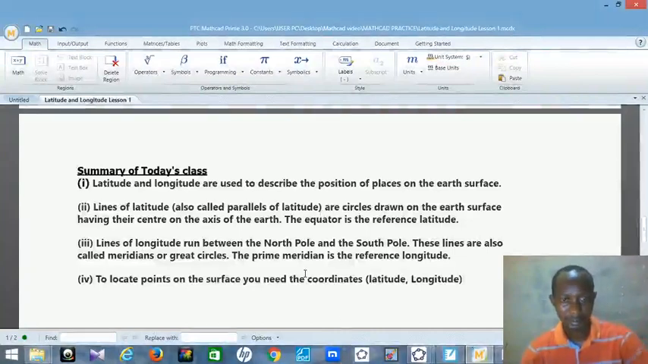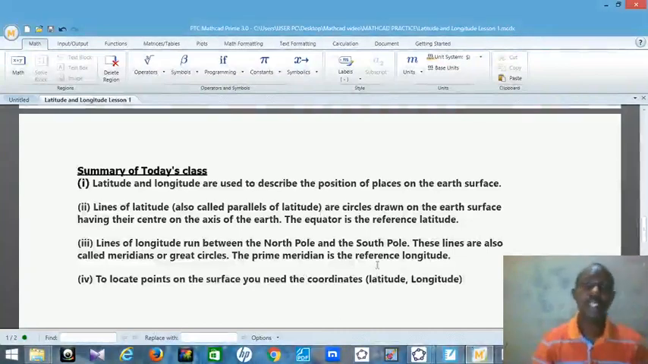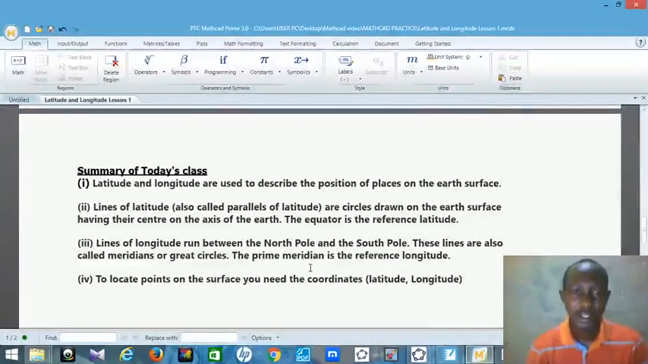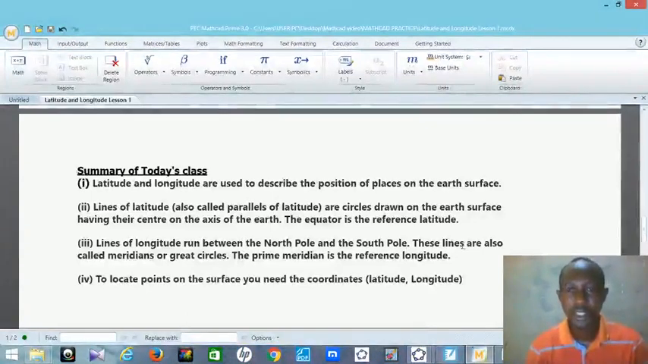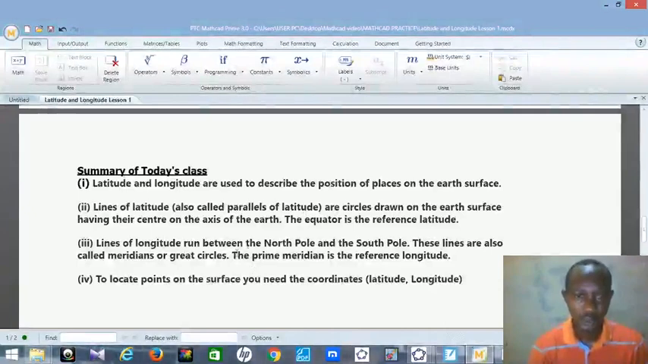Then the prime meridian serves as the Y axis, and the prime meridian is the reference of the longitude, which runs between the North Pole and the South Pole. And these lines are also called meridians or great circles. Take note, the equator is also called a great circle because the largest latitude you can get is equal to the prime meridian. Take note of that.